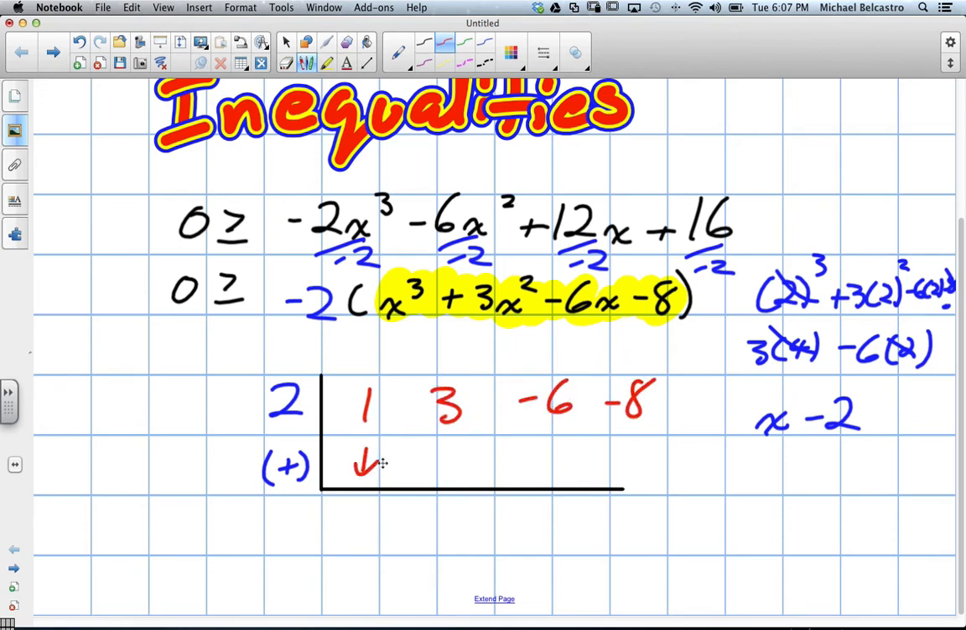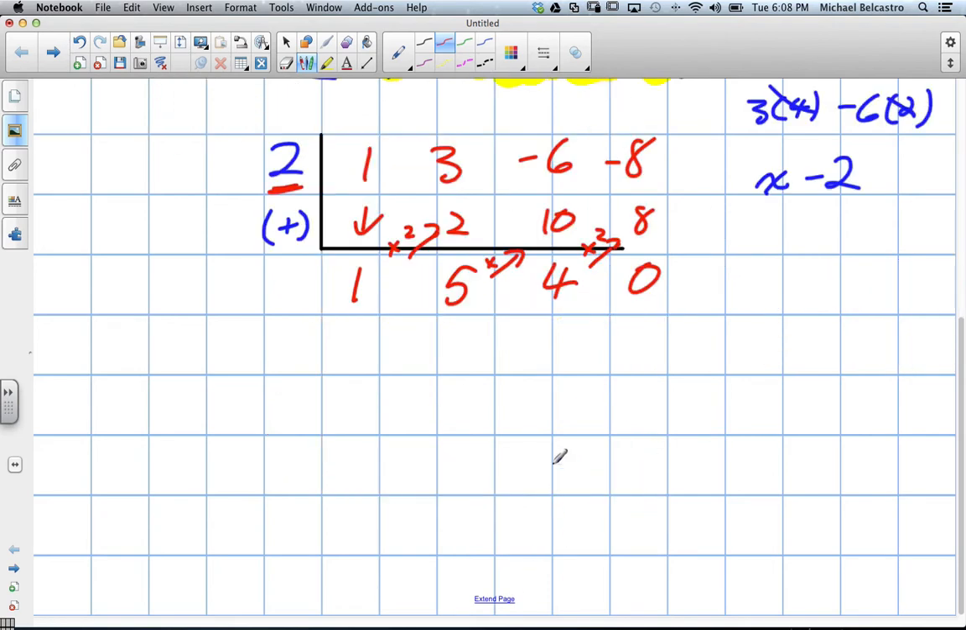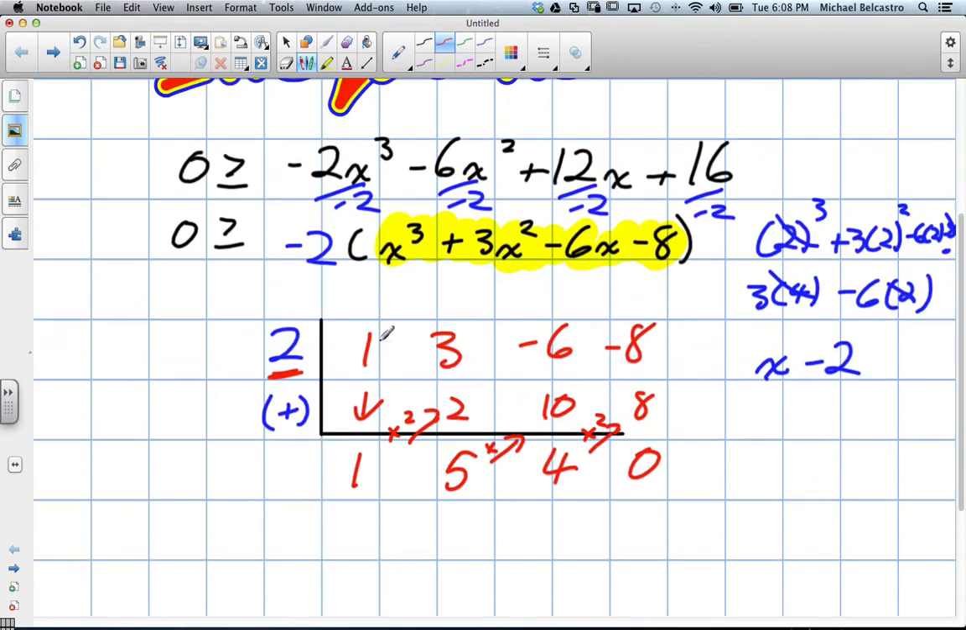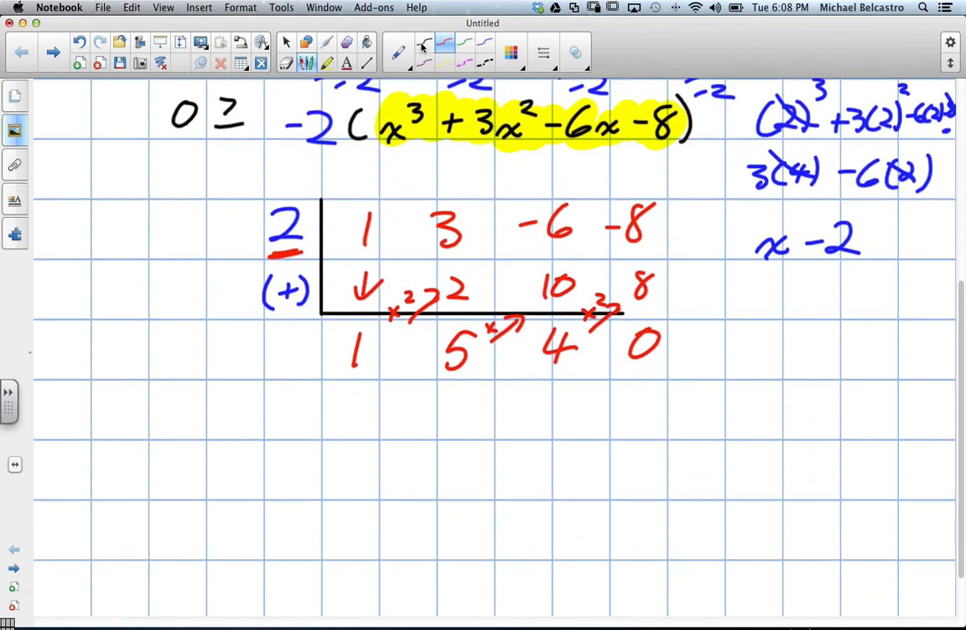So we bring down our first term, which is 1, and then we need to multiply it by our value here. So we multiply by 2, and we end up with 2. So we're going to add these now. So 3 plus 2 gives us 5. Multiply by 2 again, we end up with 10. -6 plus 10 will give us our 4, and 4 times 2 gives us 8, which gives our remainder of 0. Okay, so when we factor this all out, and is that okay, the addition? That makes sense? Okay.